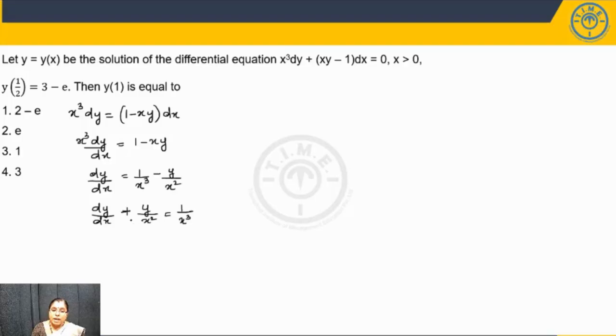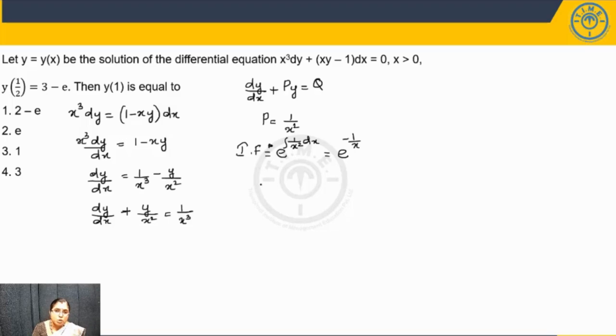Now, when you compare, the form is dy by dx plus p y equal to q, where p and q are functions of x only. Comparing with this, we have p equal to 1 by x square. So the integrating factor is e raised to integral 1 by x square dx. So what do we get? We have e raised to minus 1 by x. This will be the required integrating factor.